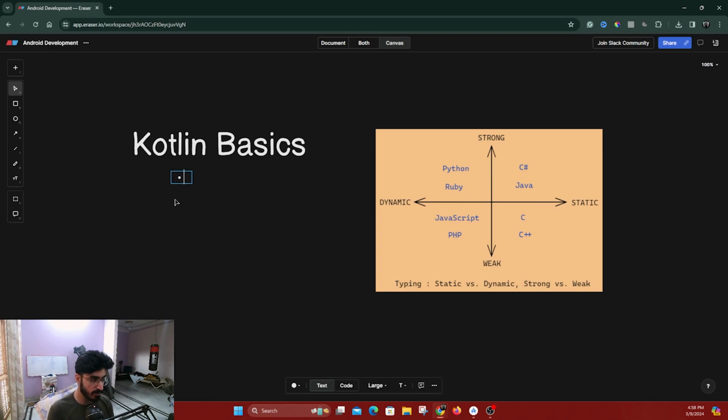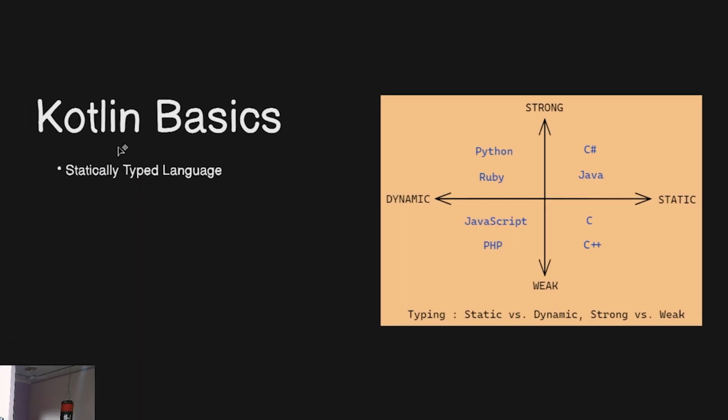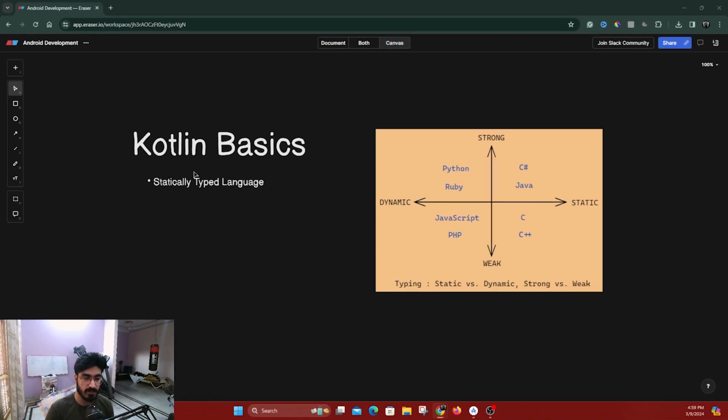Now, the first thing that Kotlin offers is that it's a statically typed language. What do we mean by statically typed language? It means that the type of any variable should be known at compile time. Let me give you an example.